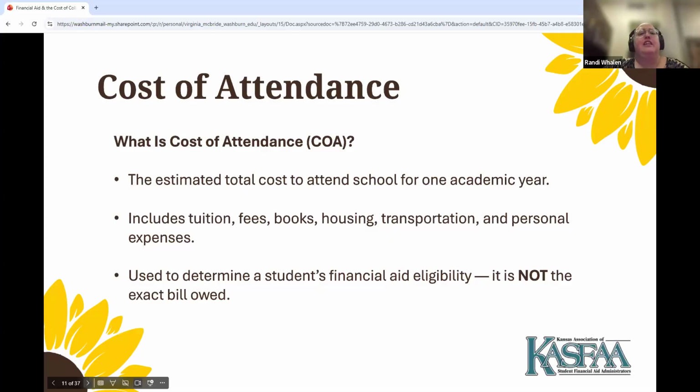Cost of attendance. What is cost of attendance, or COA? COA is the estimated total cost to attend school for one academic year. It includes tuition, fees, books, housing, transportation, and personal expenses. It is used to determine a student's financial aid eligibility. It is not the exact bill owed.